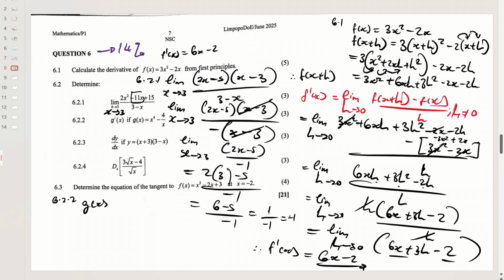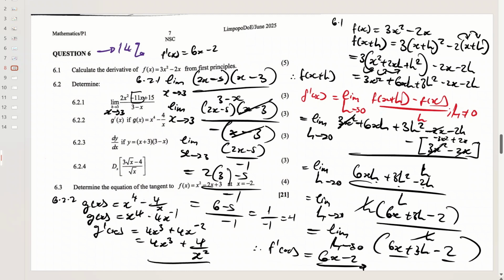We're given g of x, which is equal to x to the power 4 minus 4 all over x. Can we take the derivative directly? No. The one independent variable is what? At the denominator there. So this is g of x equals x to the 4 minus 4 times x to the negative 1. Take the derivative of this. We are left with 4x cubed plus 4x to the negative 2. This is 4x cubed. I'm using the power rule. So our final answer is this one.